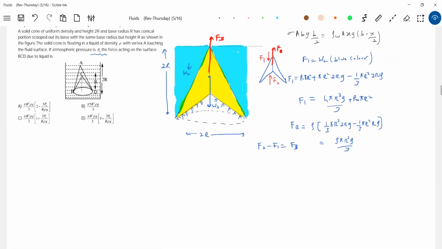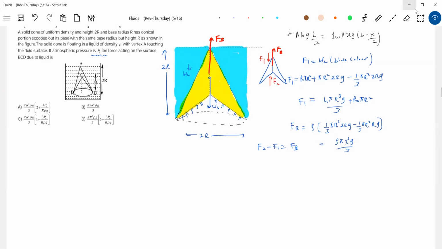There's a very popular problem. The idea of buoyant force will help us a lot here. What is the buoyant force? Volume immersed. So the volume of the yellow color. Actually, what is taken is a cone, and in that you remove a cone. Then the force exerted by the liquid is what is being asked. The weight of the cone will act.